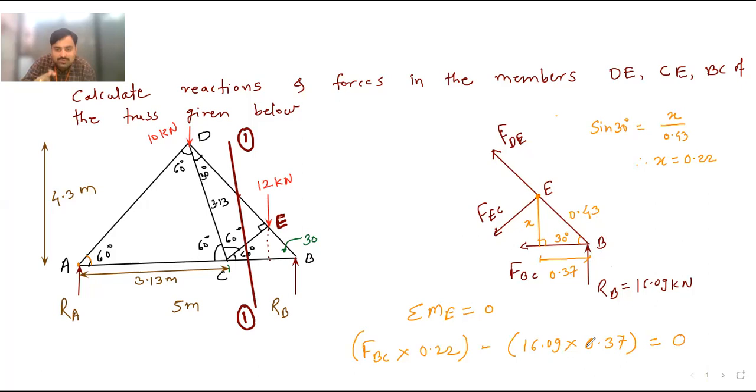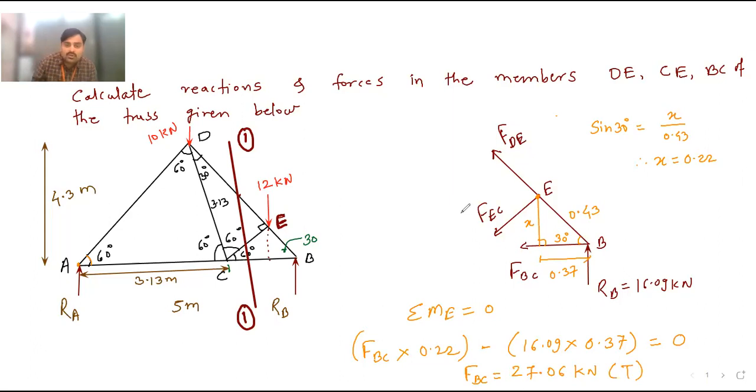Look carefully at the plus and minus and calculate the answer properly. Tell me the value of FBC, force in member BC. 27.06. Is it tensile or compressive, did it come positive or negative? Positive, so it is tensile. Please check the answers 2-3 times. So 27.06. Now we got this answer.